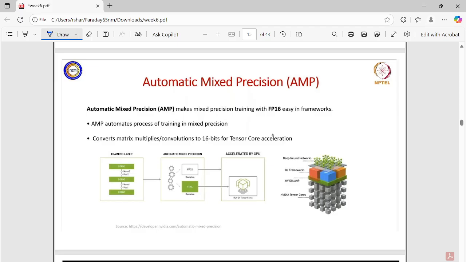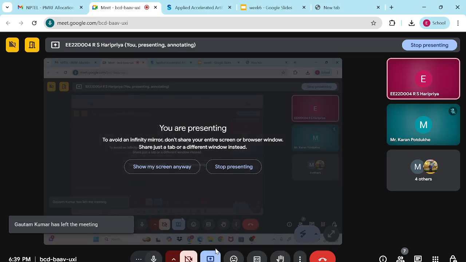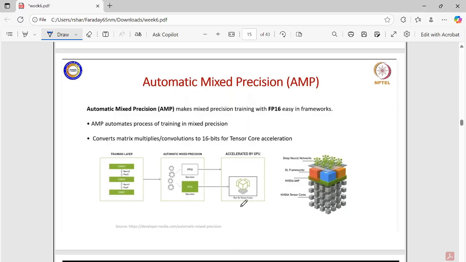Next is automatic mixed precision. AMP stands for automatic mixed precision. It's a technique and a set of tools or framework features that automatically enables mixed precision training by managing when and where to use float 16 and float 32 precision in our model, without requiring us to manually change the code.